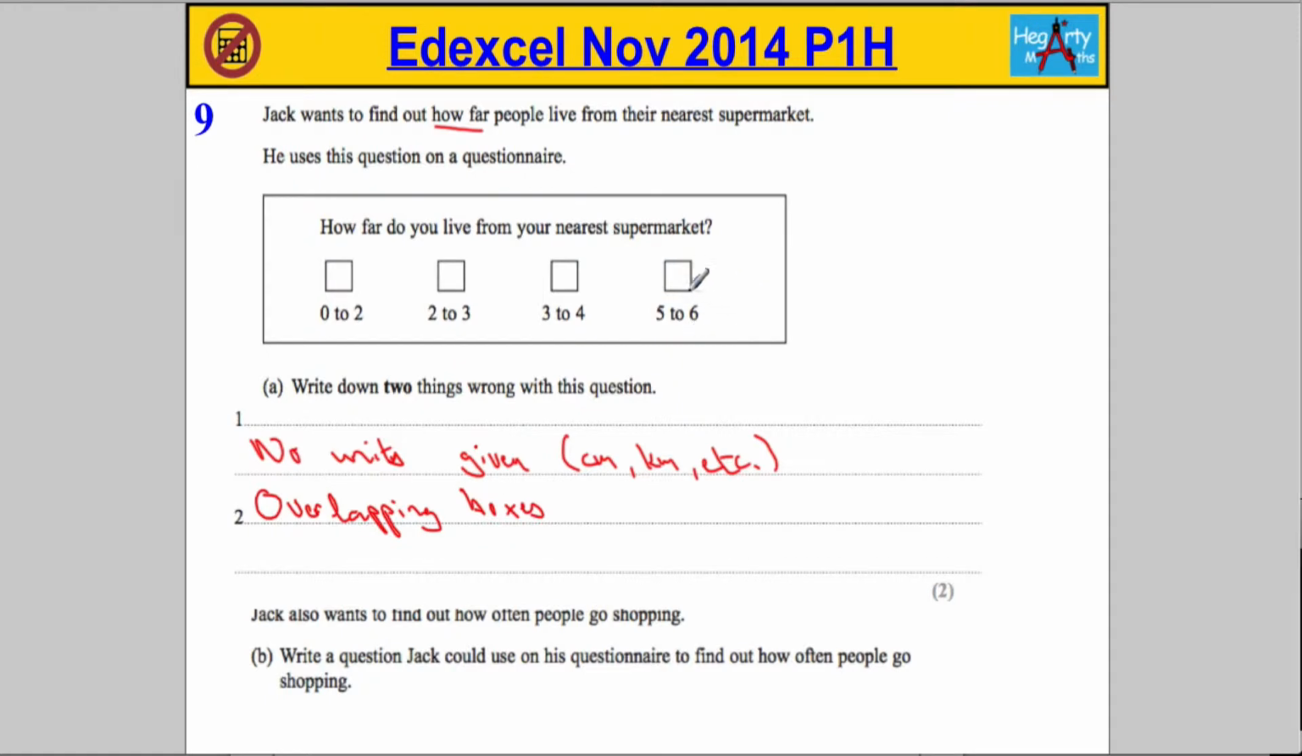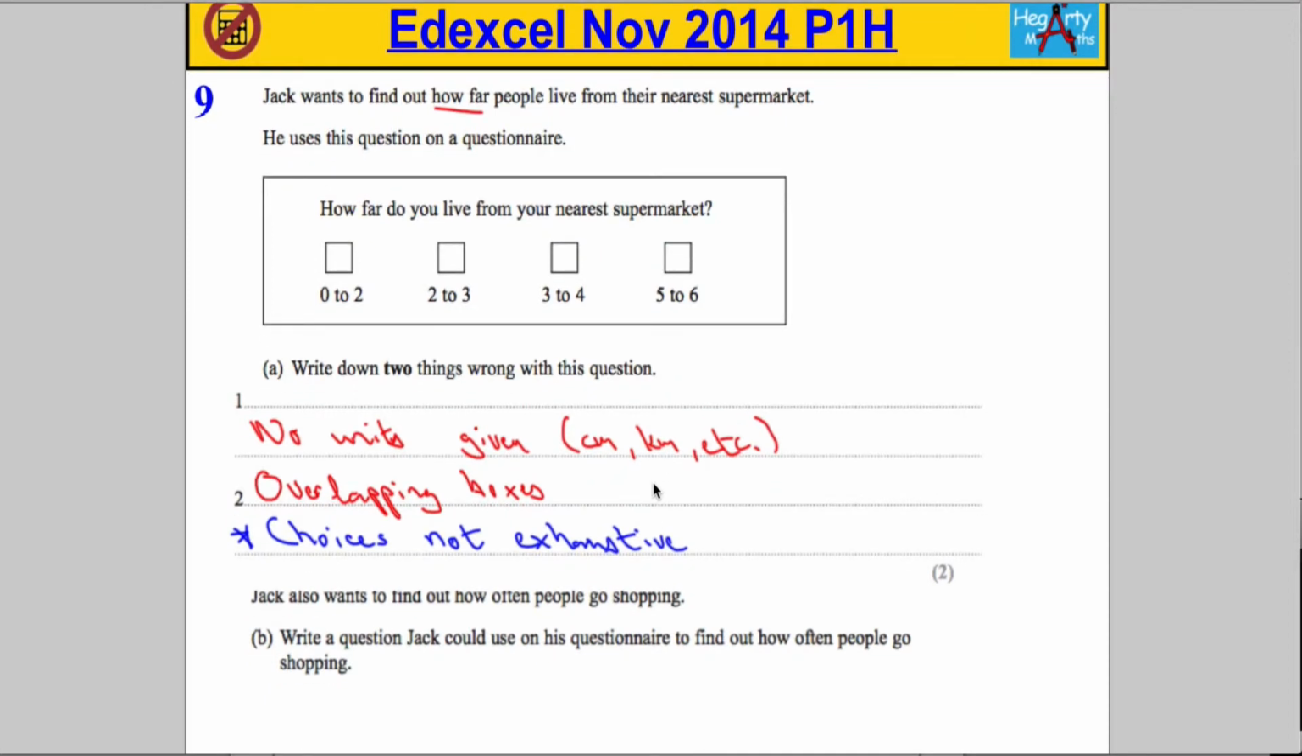What happens if I live more than 6 away? We could also say that the choices or the boxes are what we called not exhaustive. And that means that if you did live more than 6 away, which option would you choose? There is nothing for you to pick, so that's another potential answer here.